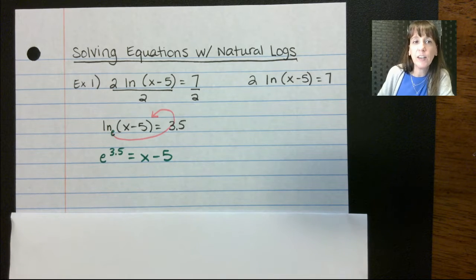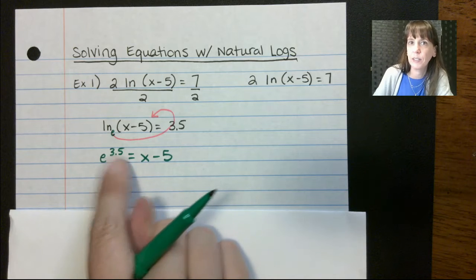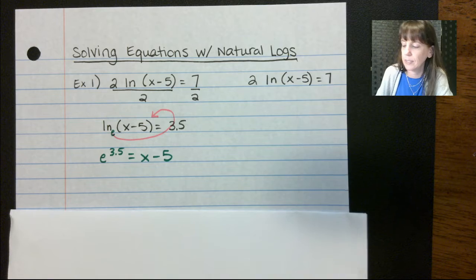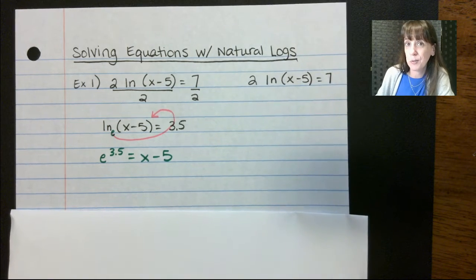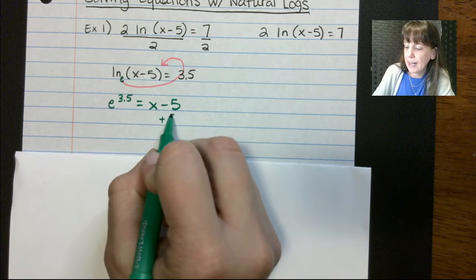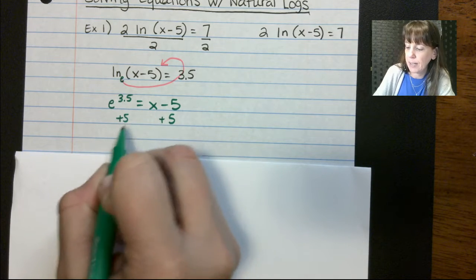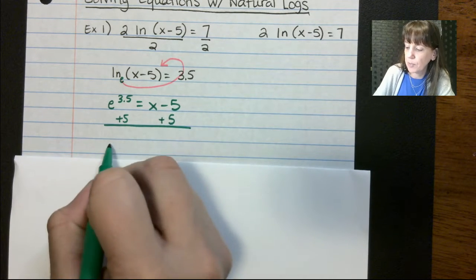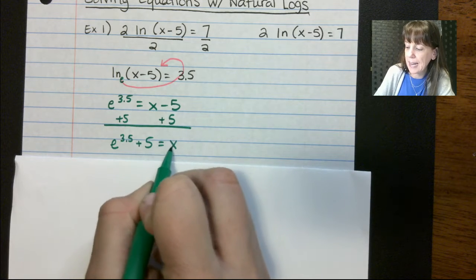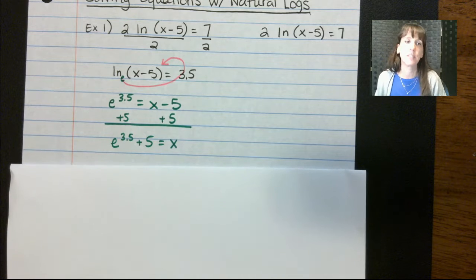At this point we could enter this into our calculator, but you do not want to do that. You want to wait until the last possible minute to enter it into your calculator, because if you round too soon, you're going to get a rounding error. So what we're going to do is get that x by itself by adding 5 to both sides. So e to the 3.5 plus 5 equals x. Now we are ready to enter this into our calculator.